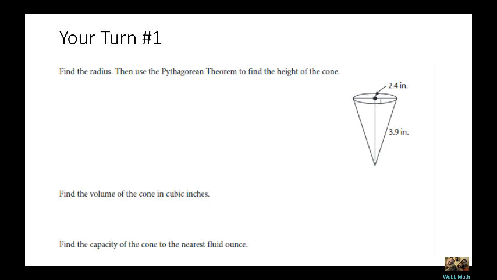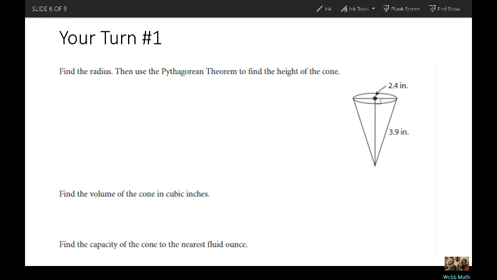All right, your turn. Find the radius, then use the Pythagorean theorem to find the height of the cone. So they only give you the slant height. This is what we call in the industry the slant height. Some people represent it by S, some people represent it by L, but it's not the same as the height. So you have to actually use Pythagorean to find your height. But you have to find the height using Pythagorean.